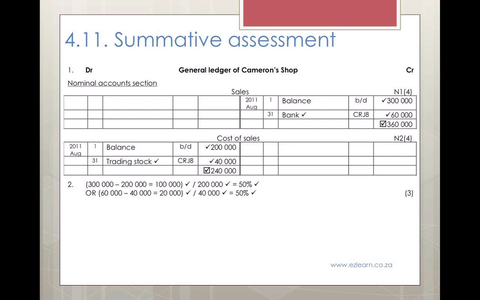Number 3, what gross profit was made by the business for August? In other words, for only this month. If you have a look, you can see that for August, you had sales of 60,000 and you had cost of sales of 40,000. You will use these two amounts over here, 60,000 sales and 40,000 for cost of sales, to work out your gross profit as 20,000.